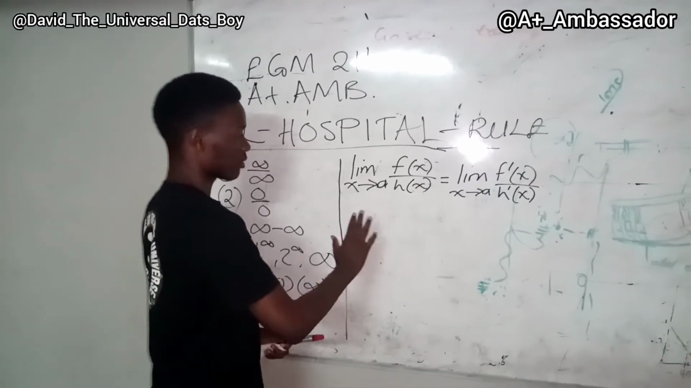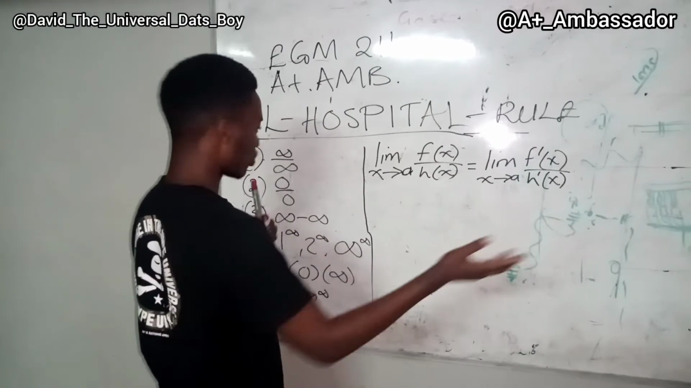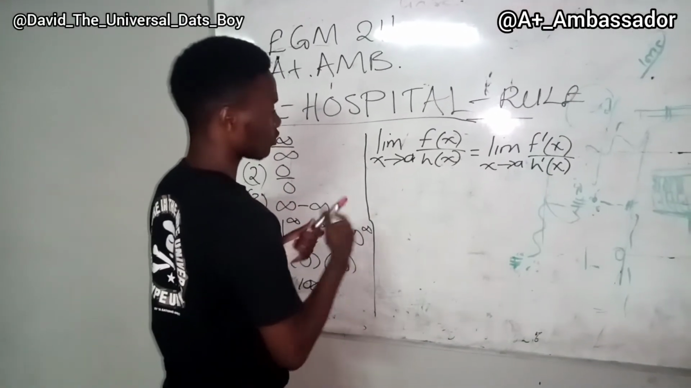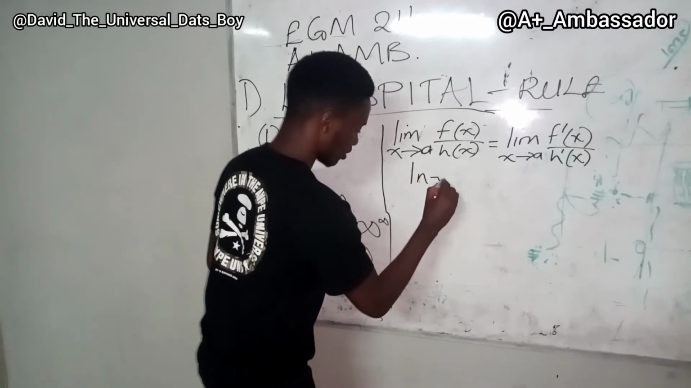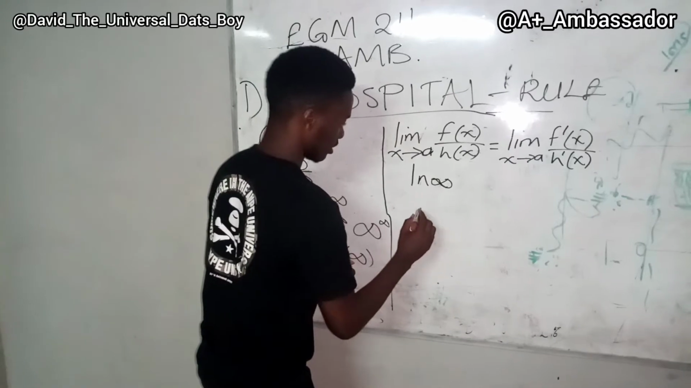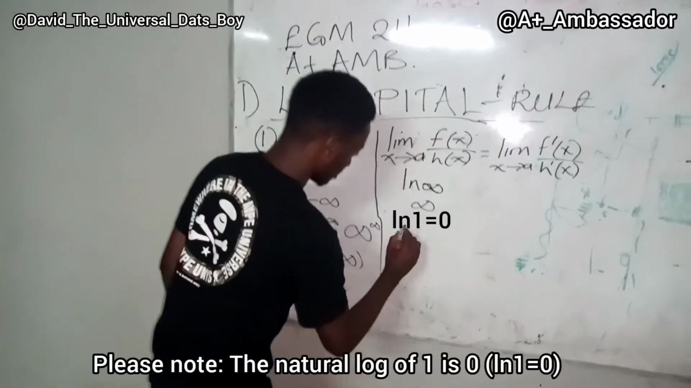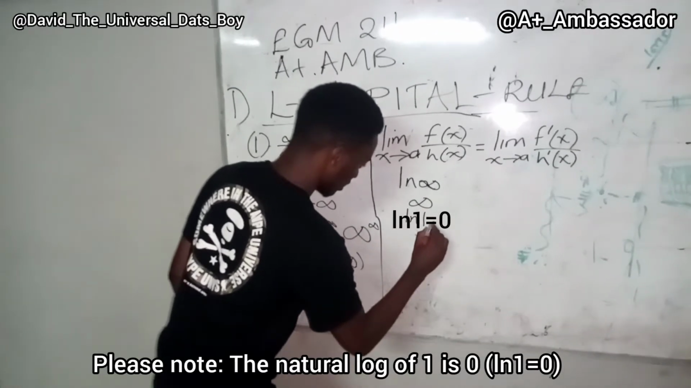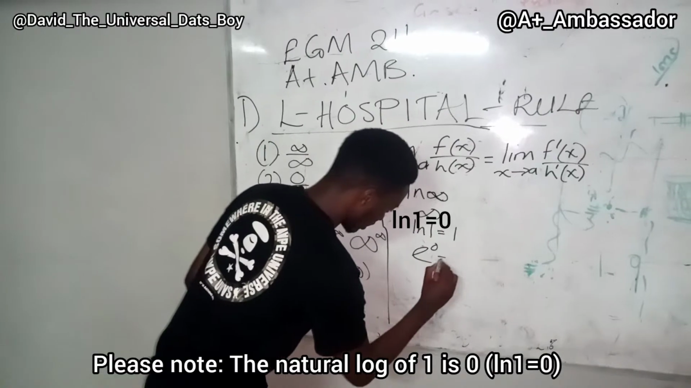Now, for this one, I want you to keep in mind, because as we are doing this, all your questions will have things like infinity and 0, so you have to know what happens when you have a 0 and when you have infinity. When you have natural log of infinity, the answer will be infinity. When you have natural log of 1, the answer will be 0. When you have e to the power 0, the answer will be simply 1.